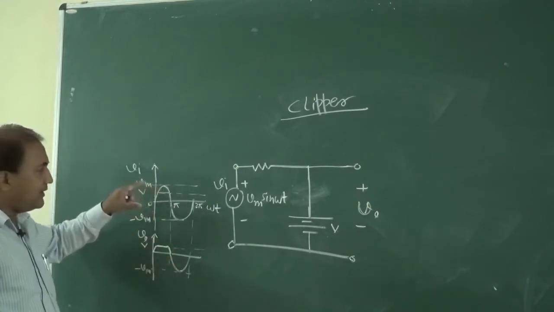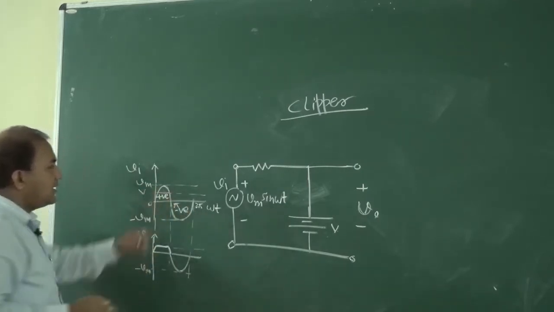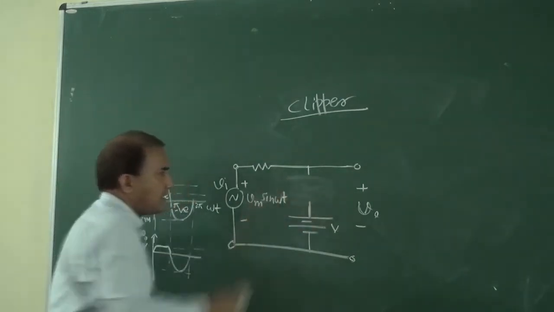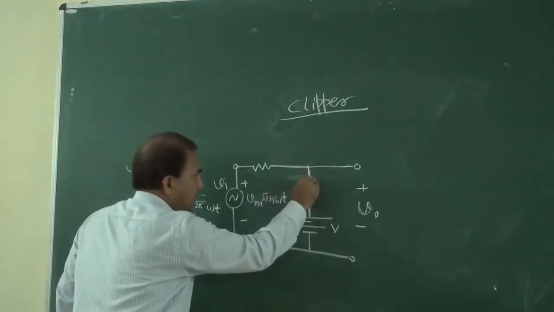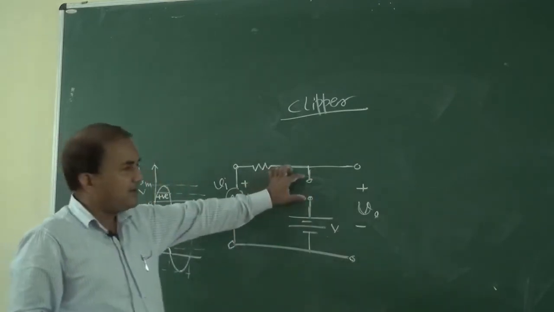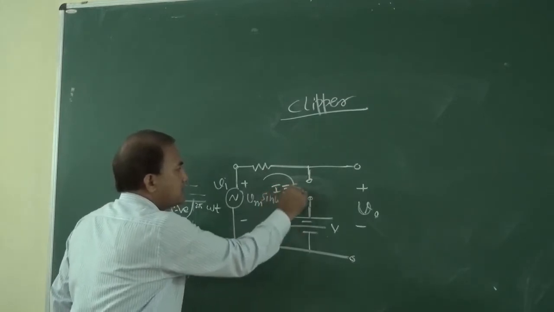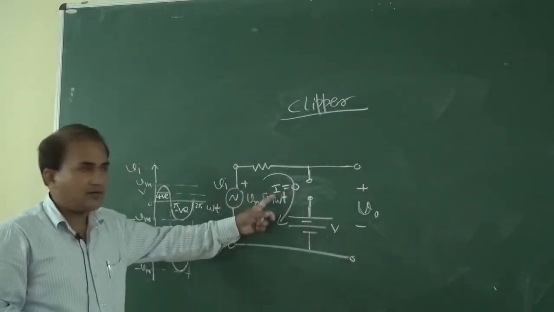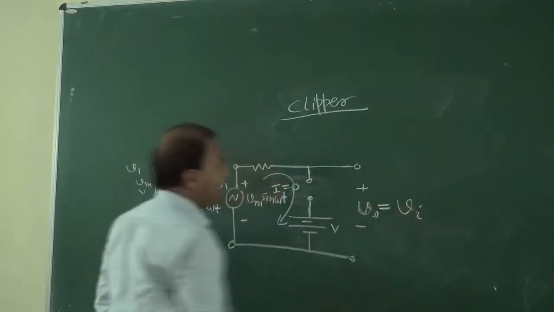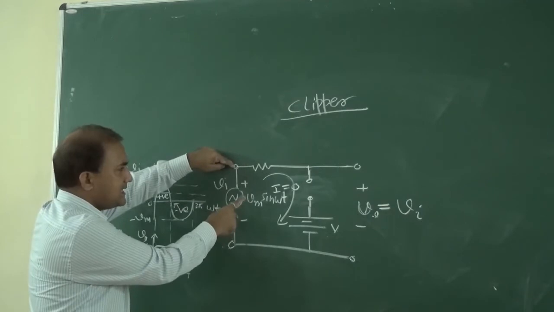Then during the negative half cycle, what will it be? During the negative half cycle this diode will be replaced with an open. So I will be equal to 0. If I is equal to 0, then what is V output? It is equal to Vi, this complete Vi. So this is the negative half cycle.